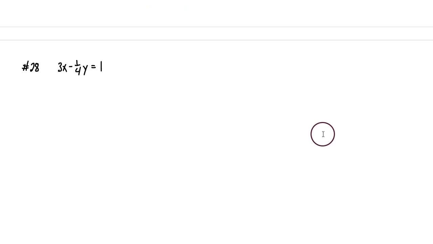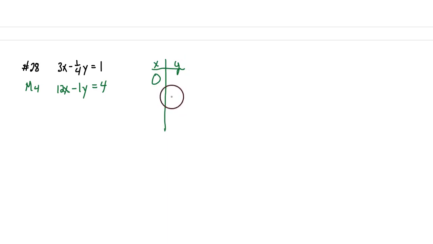Number 28. This equation has a fraction. I'm not really comfortable when there's fractions. So I'm going to multiply everything by 4 to get rid of the fraction. 3x times 4 is 12x. When you multiply this by 4, the denominator will cancel away, leaving negative 1y. When you multiply this by 4, you get 4. This looks a lot better. Let's make our table.